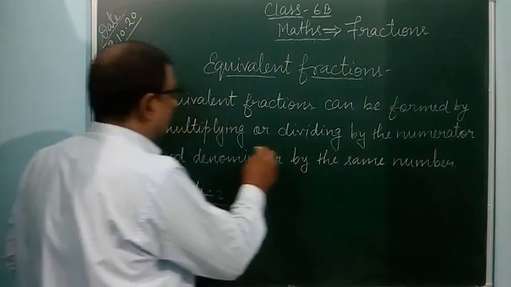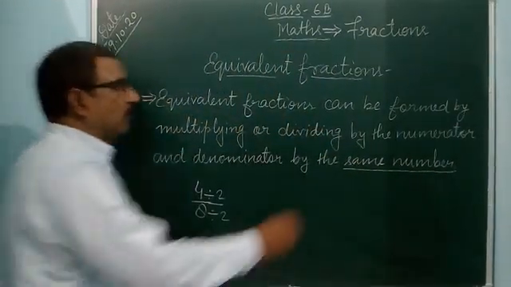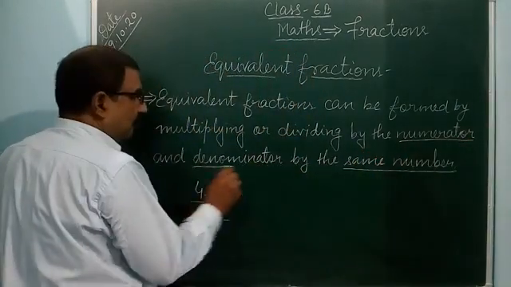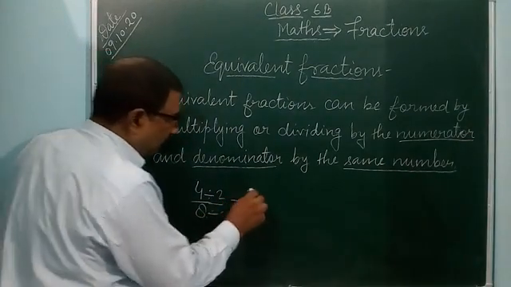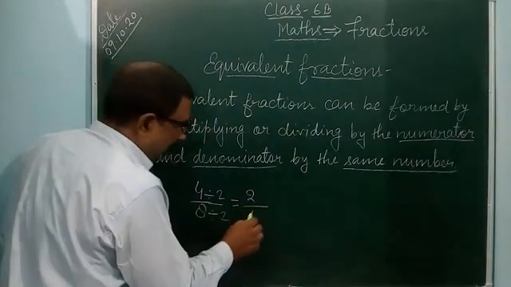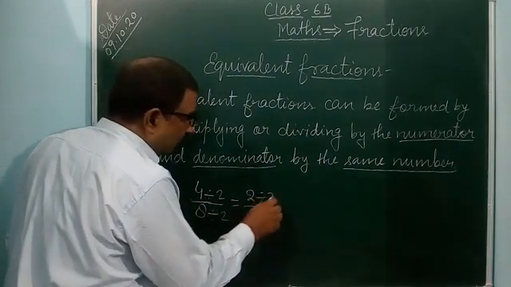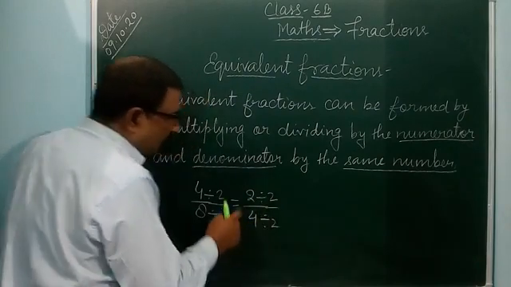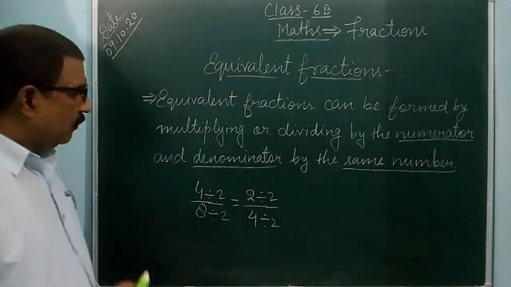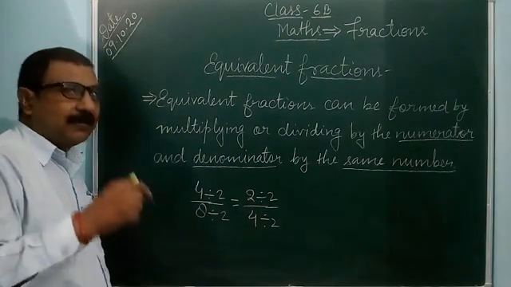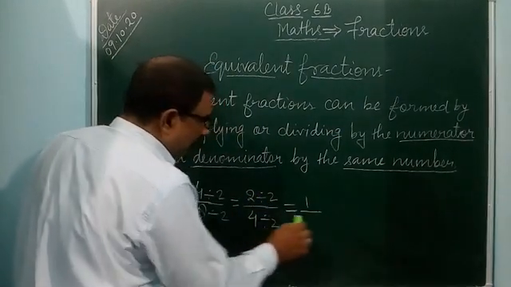If you are using the same number for dividing numerator and denominator, you can get the equivalent fraction. It means 2 twos are 4, 4 twos are 8, so 2 by 4. Again you can divide 2 by 2 and 4 by 2. Numerator is divided by 2 and denominator is divided by 2. Same number is dividing numerator and denominator. You can get 2 ones are 2, 1, and 2 twos are 4, 2.